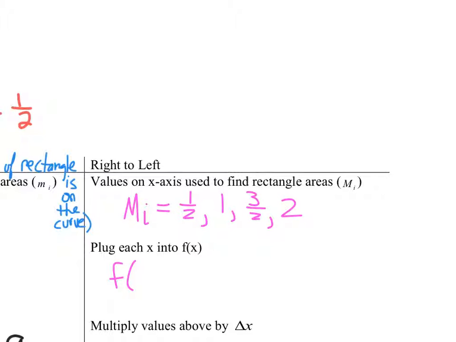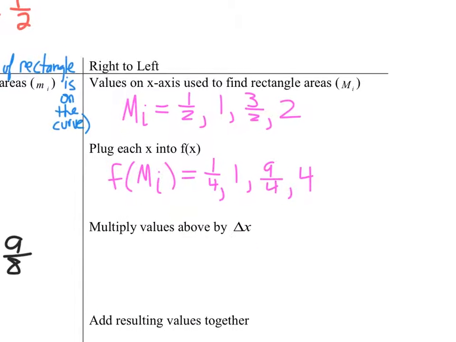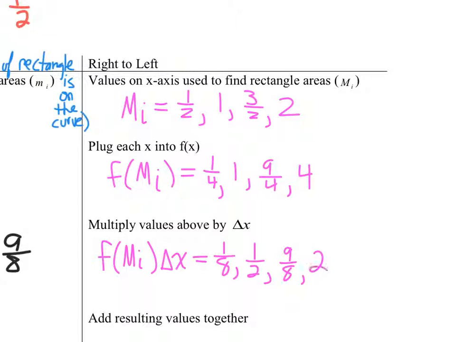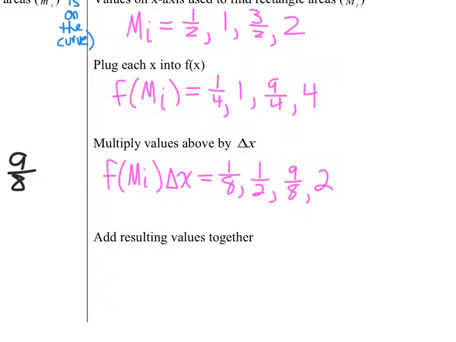The f of M sub i values, that was an attempt at a capital M, that did not work. So plugging them into the original function, 1/4, 1, 9/4, and 4. Multiply those by the delta x, just like we did on the other side. So 1/8, 1/2, 9/8, and 2. And then we find the sum of those.